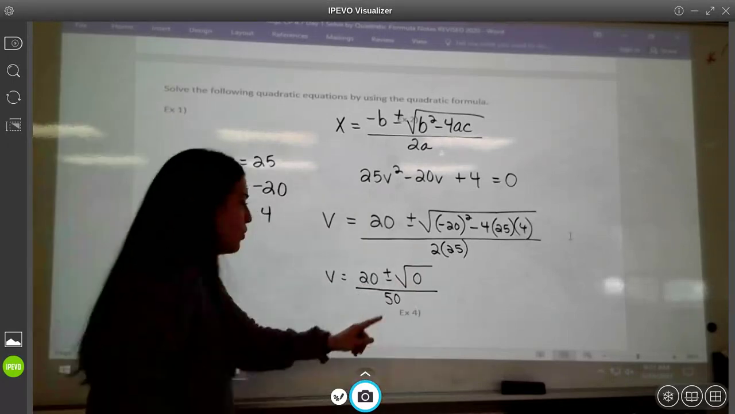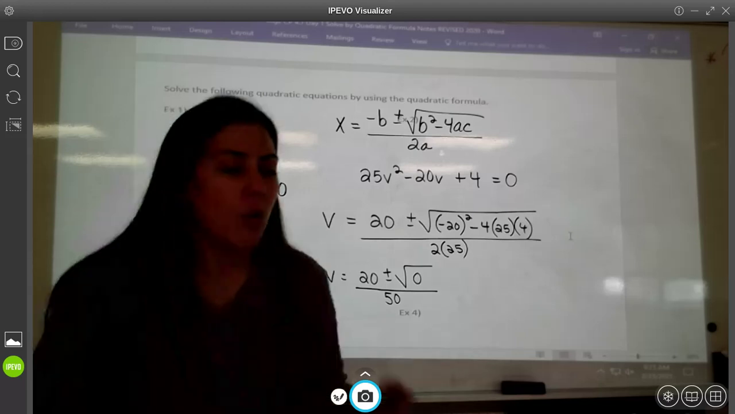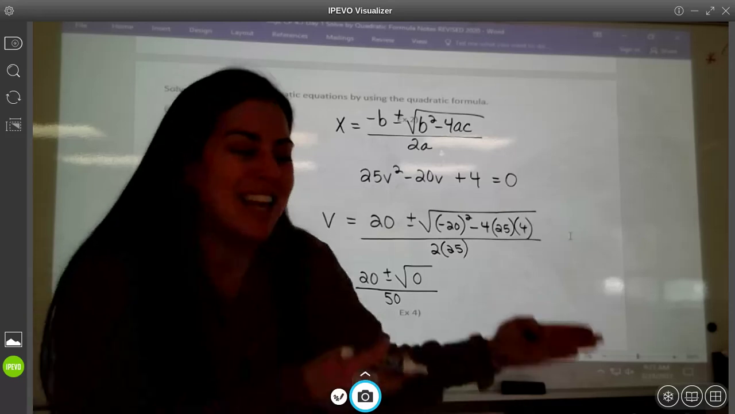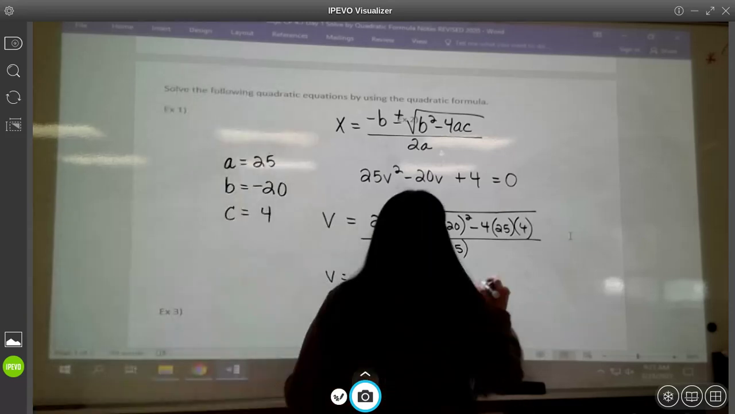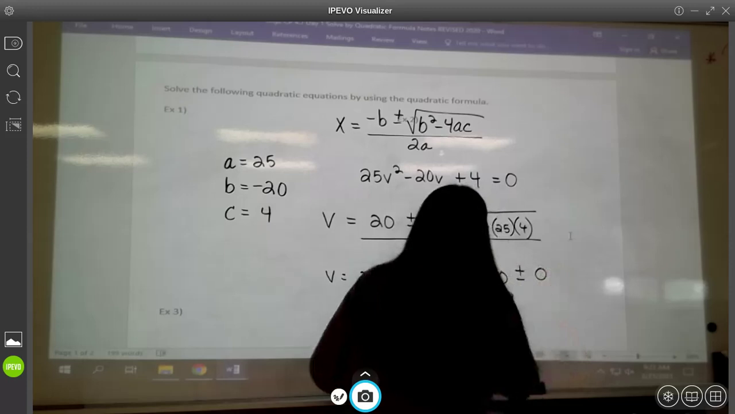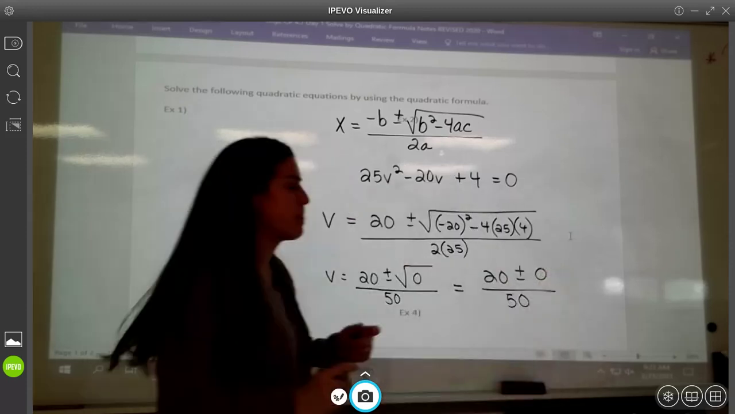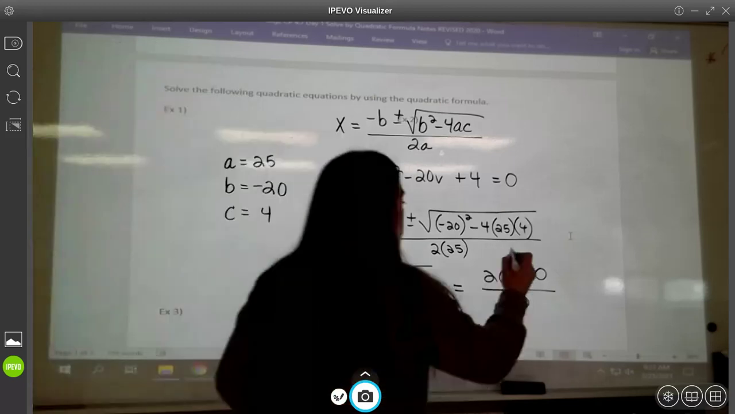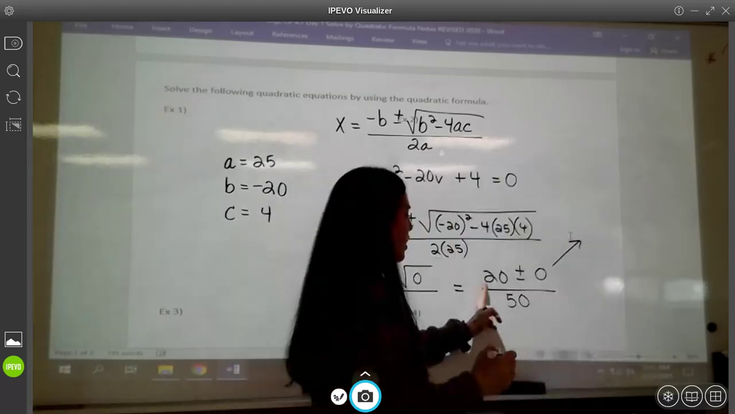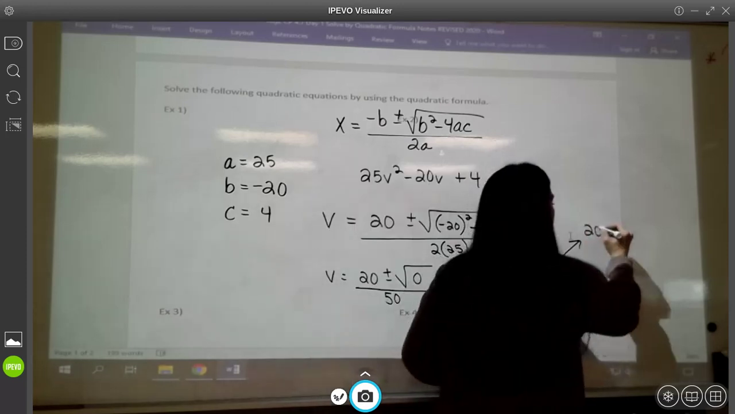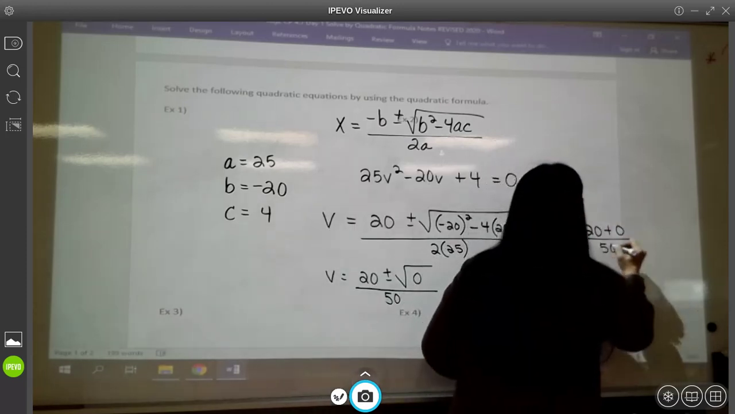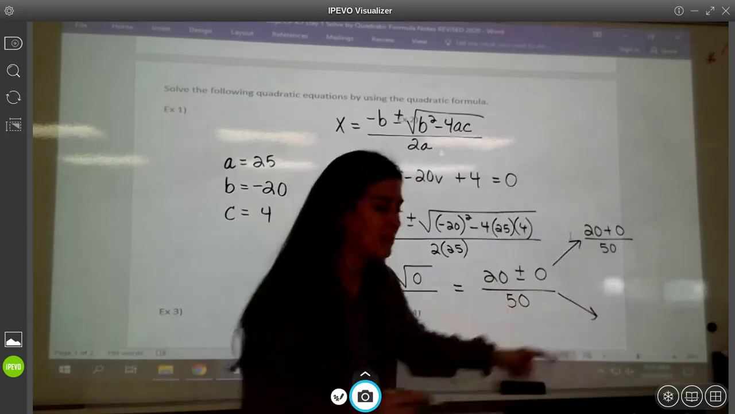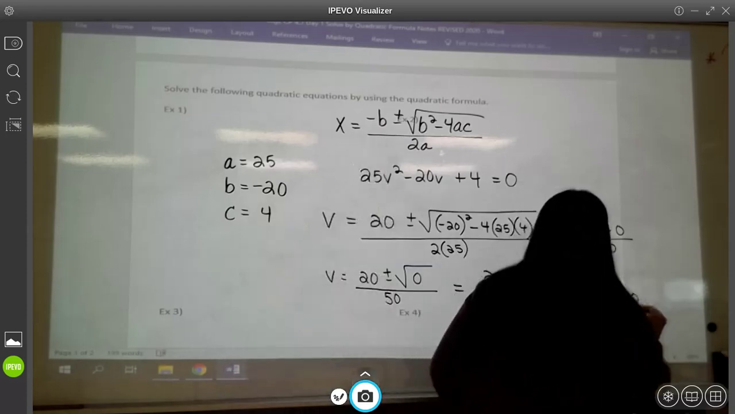Let's go back to that square root. Can I take the square root of 0? What could I square to get 0? 0. The square root of 0 is 0. So that's going to become 20 plus or minus 0, all divided by 50. We can keep going. We're going to split this into 2 different problems. One problem is when I take 20 and add 0 and divide by 50. My second problem is when I take 20 minus 0 and divide it by 50.